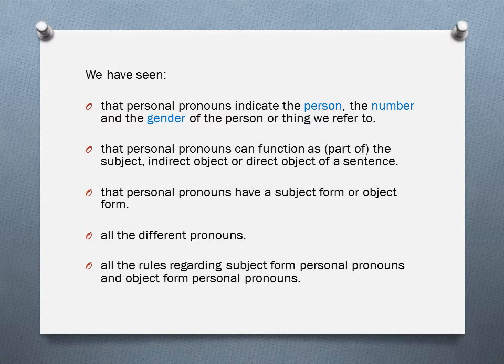We have seen that personal pronouns indicate the person, the number, and the gender of the person or thing we refer to. We also have seen that personal pronouns can function as the subject, indirect object, or direct object of the sentence, or a part of them. Furthermore, we have seen that personal pronouns have a subject form or object form. We also had a look at all the different pronouns. And lastly, we looked at all the rules regarding subject form personal pronouns and object form personal pronouns.